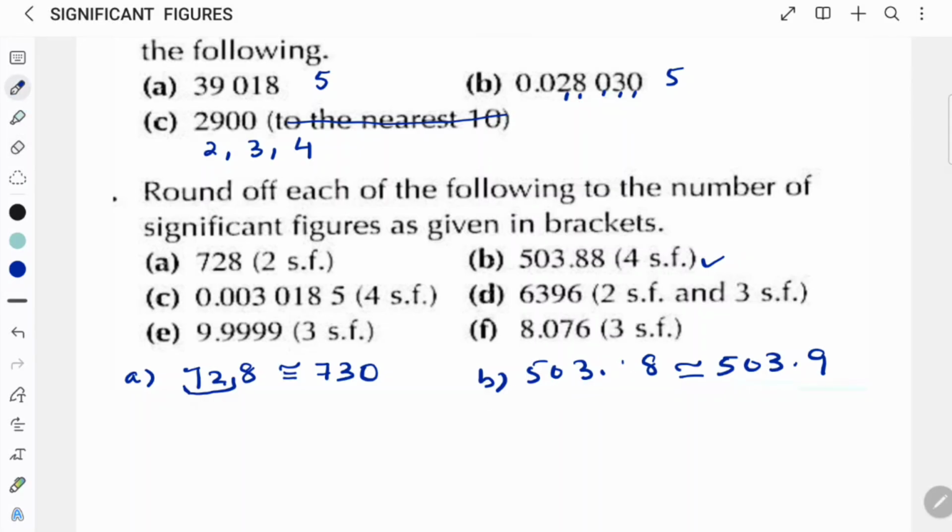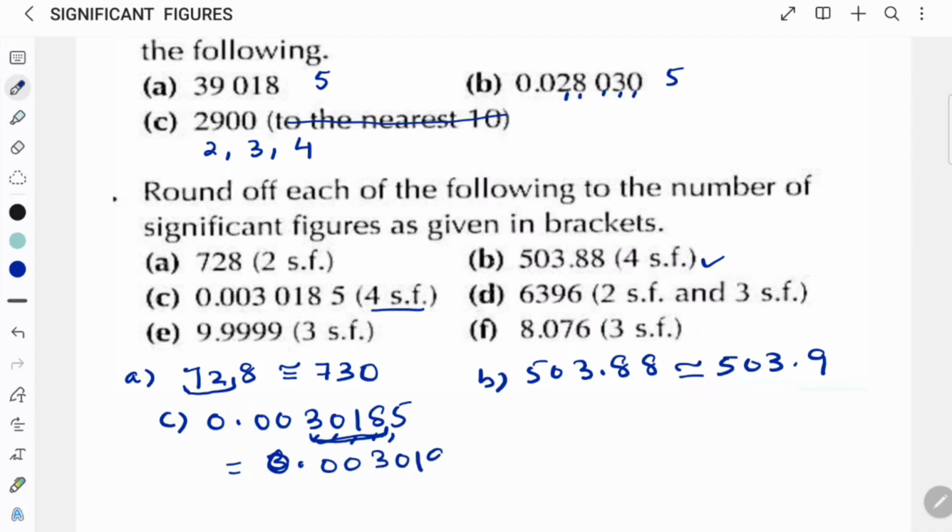Okay. Now the next number is part C, 0.0030185. This is a 1, 2, 3, 4, 5 significant figure number. They are asking you to round off to 4 significant figures. Let's check: 4 significant figures ends here. After 8 we have 5, so you can write down 0.003019. Alright, this is your fourth significant figure.